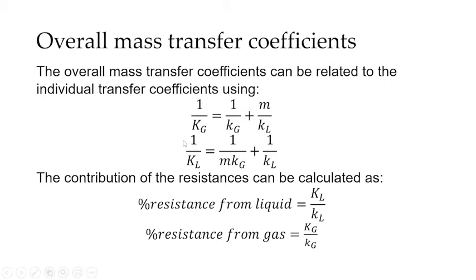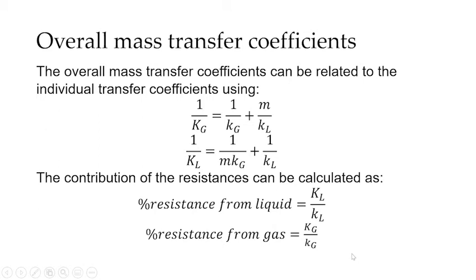Okay, if you will notice, these equations are written in terms of resistances, because 1 over capital Kg gives us the overall resistance to mass transfer. That is also true for 1 over capital KL. Okay, and finally, we can also determine the contribution of the resistances using these equations. The percent resistance from the liquid side is capital KL over small kL, and the percent resistance from the gas side is capital Kg over small kg.